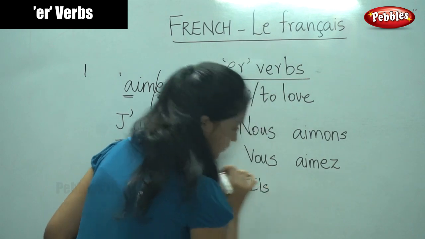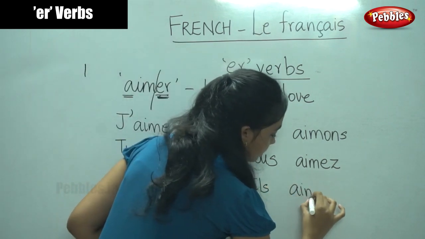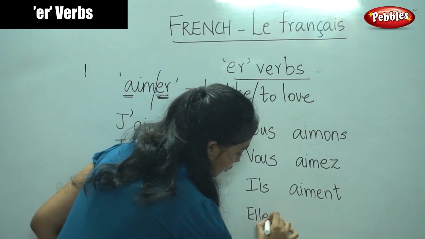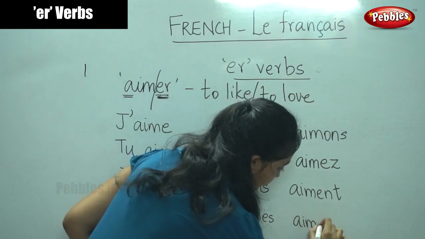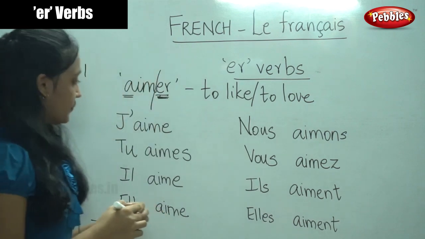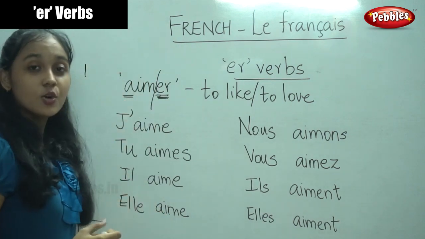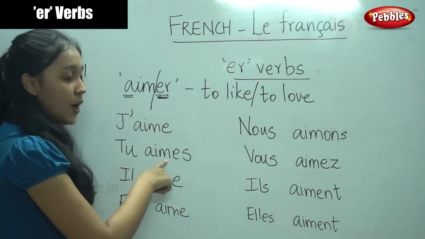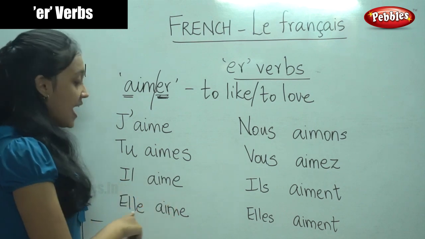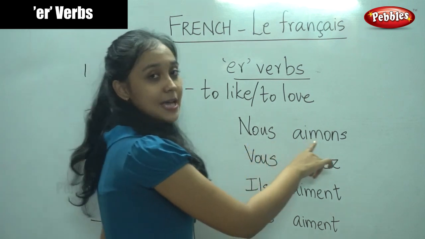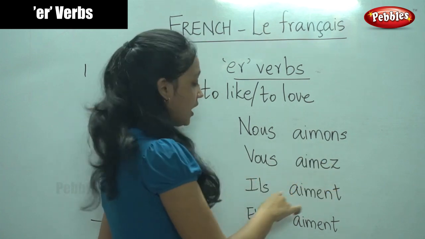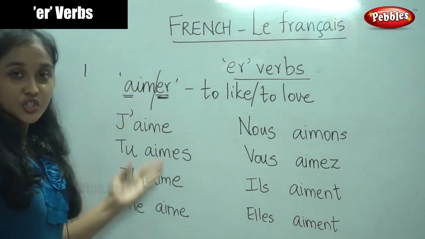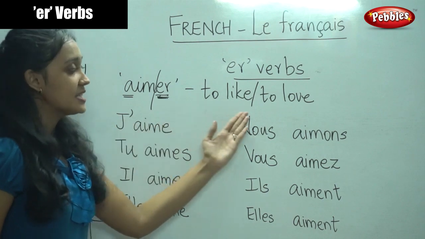For ils, we would replace ER with ENT. For elles, we would replace ER with ENT. So, when we translate this in English, what would we get? I love. You love. Tu aimes. Il aime. Elle aime. Nous aimons. Vous aimez. Ils aiment. Elles aiment. So, this is the conjugation for the verb aimer, which means to love.